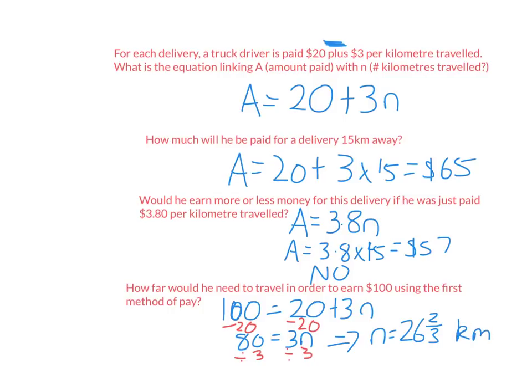Okay, it didn't tell us in the original question whether he gets paid only for a whole number of kilometres. Doesn't matter, we just leave our answer like this. So if he travels 26 and 2/3 kilometres, he will get paid $100. So it's important that you're able to use the knowledge we've gained from linear relations to solve real-world problems that involve linear relationships.